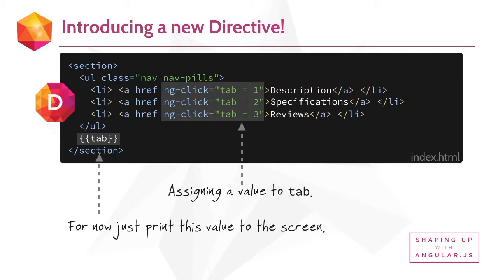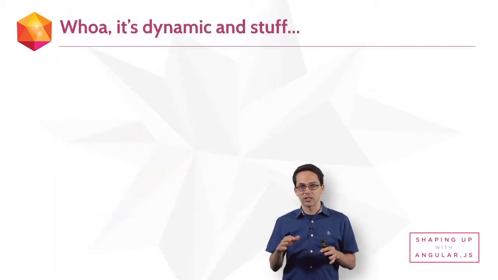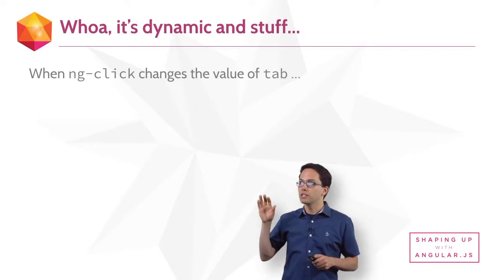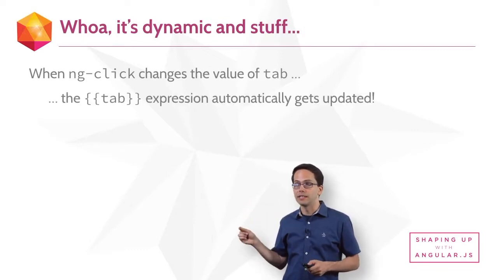Let's see what this is going to do. So if we jump into the browser, we can see that if we click on the different tabs, the tab value gets printed out to the screen. Pretty neat, huh? We never defined tab, but just by clicking on those different tabs, it changes the value. We're starting to get into the magic of Angular. When we click on one of those tab items, the tab expression automatically gets updated.